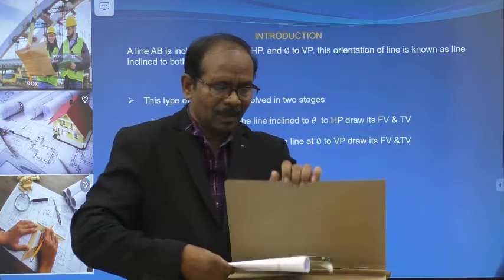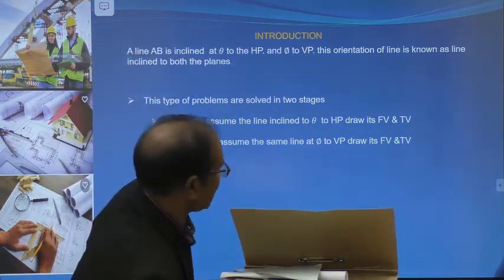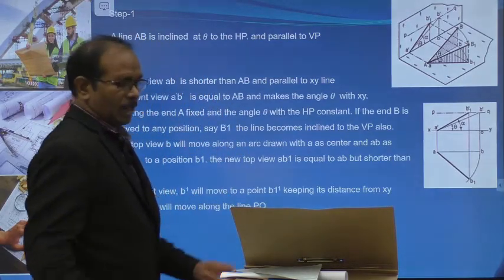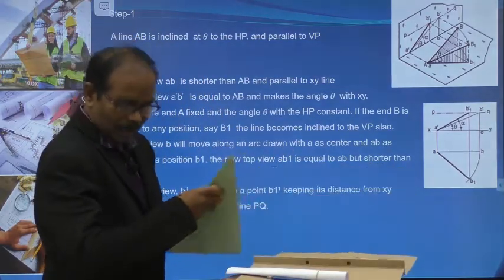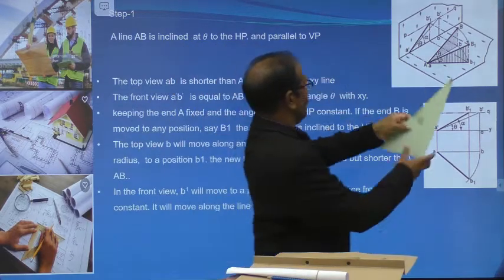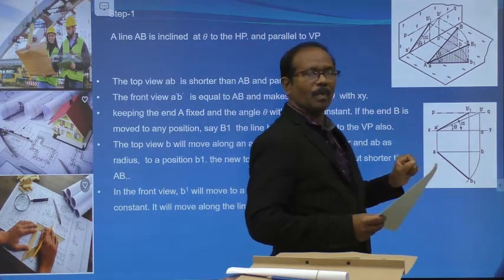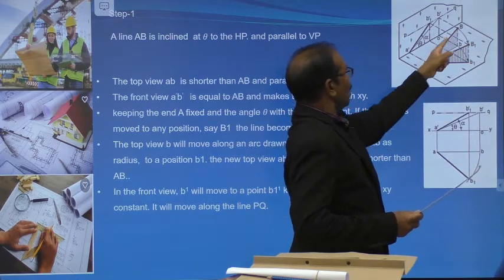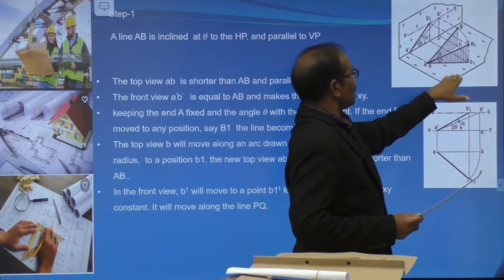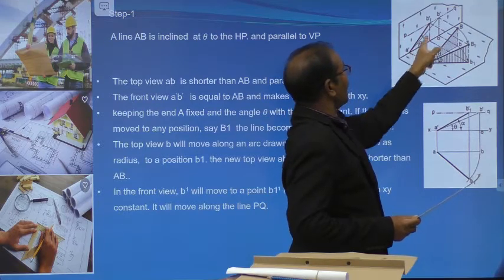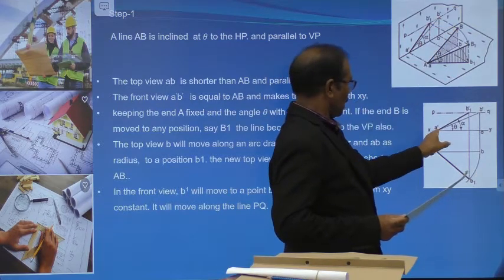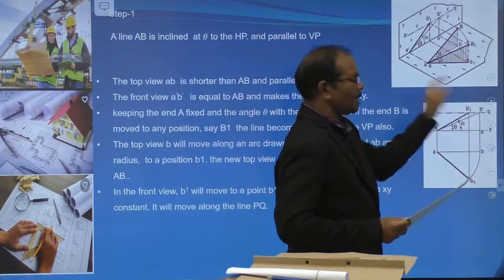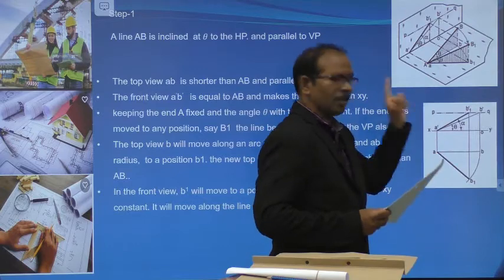Let us observe the diagram. Just see, it is the same triangle. Now AB is the line, inclined theta degrees to the horizontal plane and parallel to the vertical plane. A dash B dash is the front view. AB is the top view.